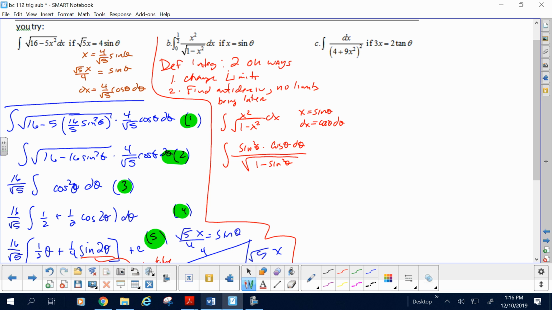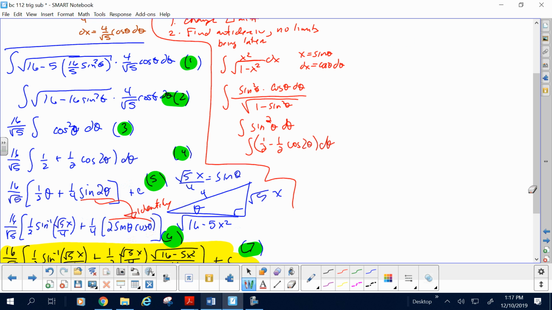With a little bit of cleanup, what happens? The square root of cosine squared is cosine, so it's just sine squared. The power reduction identity for which is 1/2 minus 1/2 cosine of 2 theta d theta. The antiderivative of which is 1/2 theta minus 1/4 sine of 2 theta. Don't worry about the plus c. That's not an issue because it's a definite integral problem.